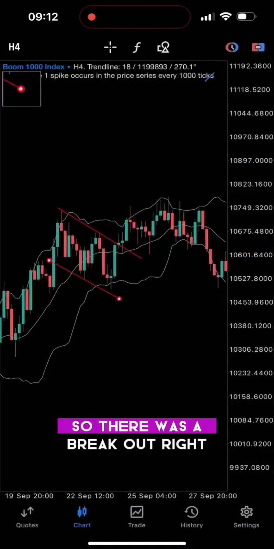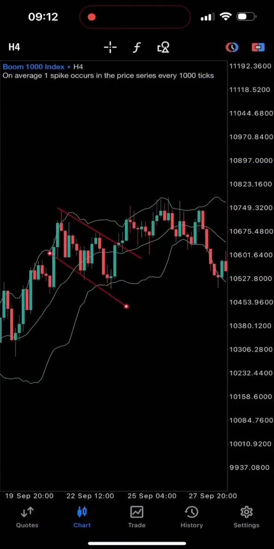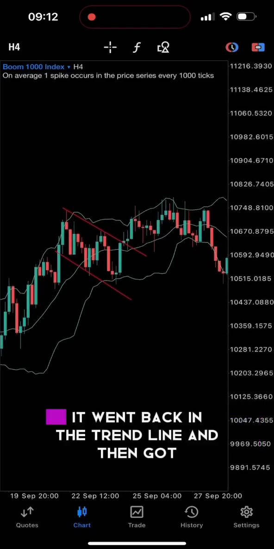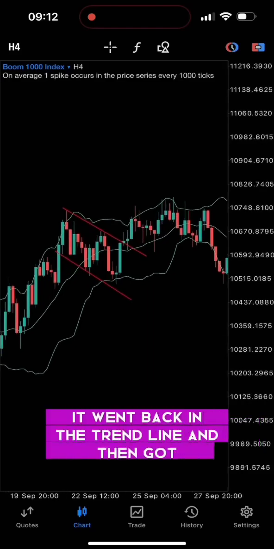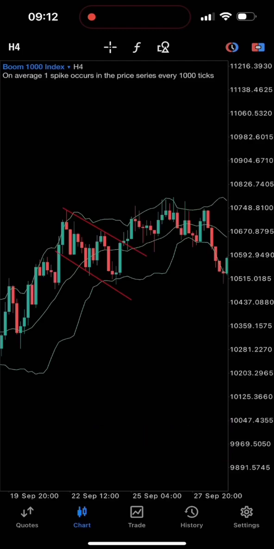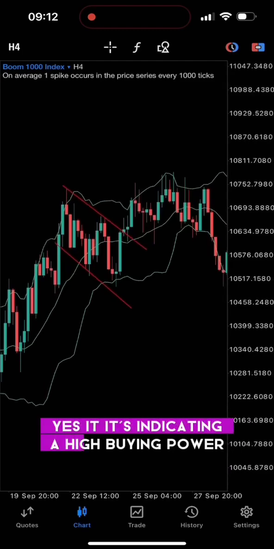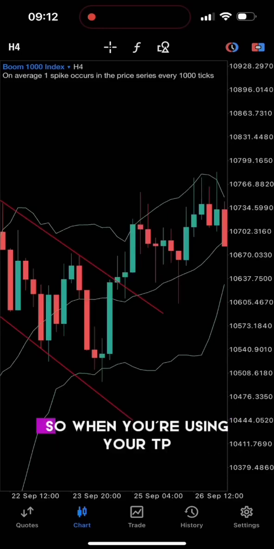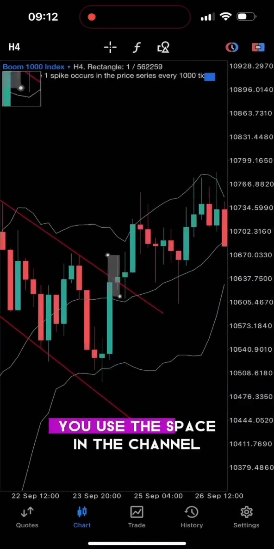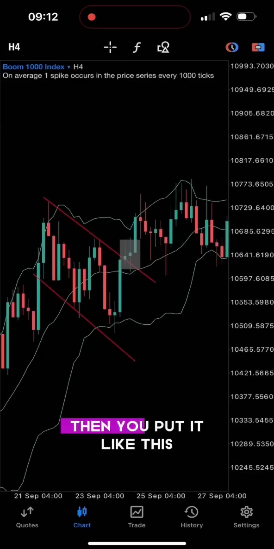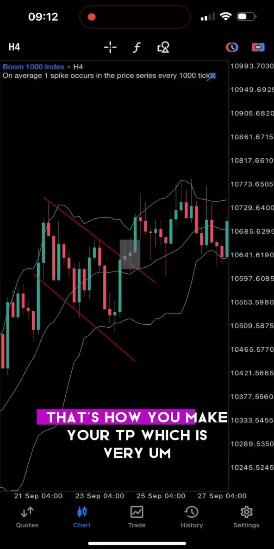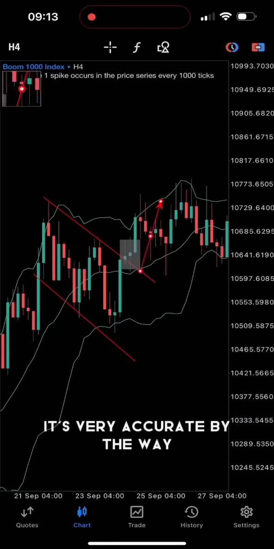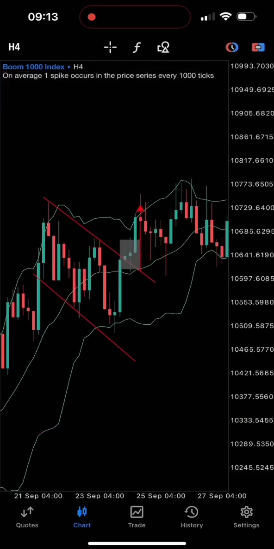So there was a breakout, right? And something like a pullback, but I'm not sure. It went back in the trend line and then got up, right? Yes, it's indicating a high buying power, but I would not trust it that much. So when you're using your TP, you use the space in the channel, then you put it like this. That's how you make your TP, which is very accurate, by the way.